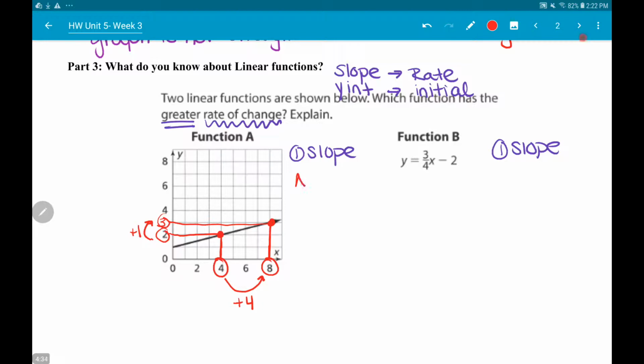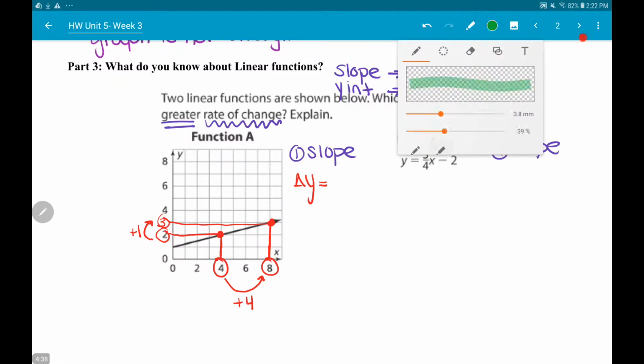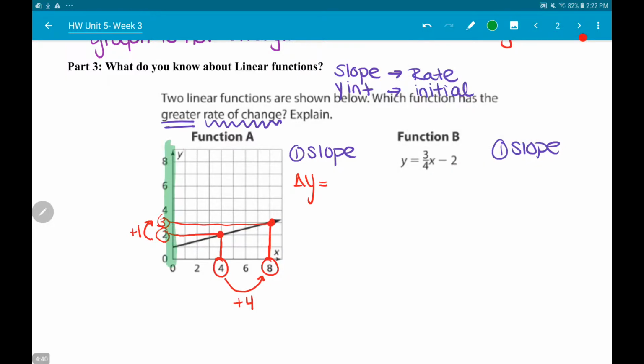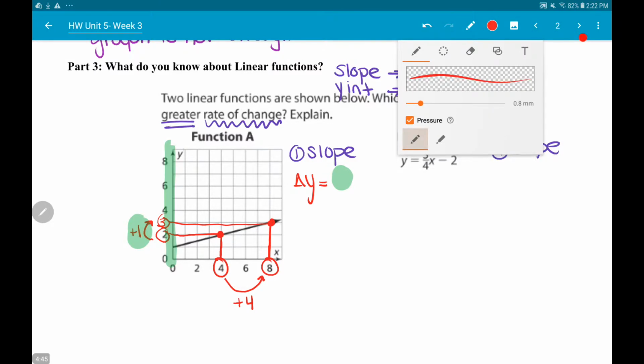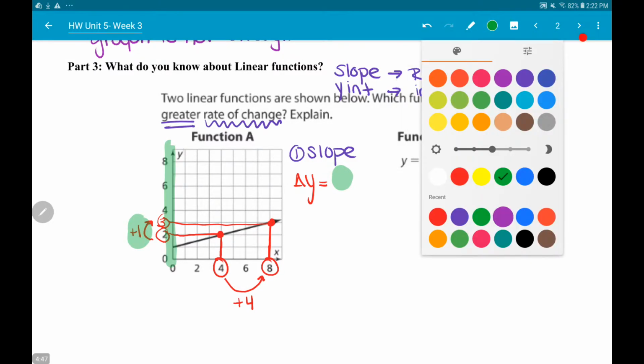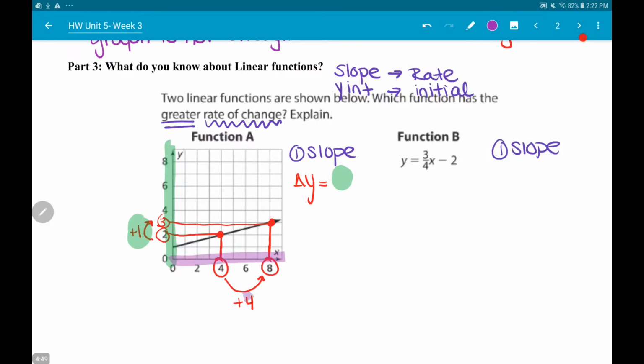So my slope is the change in y, which is along the y-axis. So that was this number here. And my change in x is along the x-axis. That is here. So I have 1 divided by 4, and when I put that in the calculator, that gets me 0.25. So that's my slope for function A.